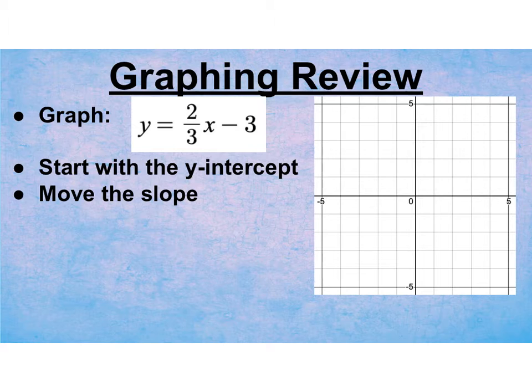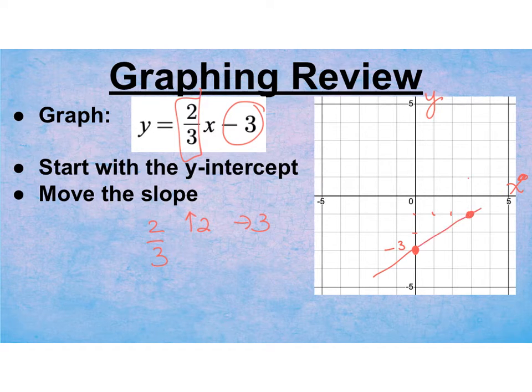So when we were to graph something like y equals 2/3 x minus 3, we want to start with that y-intercept. And remember, this is the x-axis and this is the y-axis. So if I'm going to -3, I'm right here at -3. I'm down on the y-axis. Then you want to move your slope. In this case, we have a slope of 2/3, which means I'm going to go up 2 to the right 3. So from my y-intercept, I'm going to go up 2 to the right 3, and put a point. I could go up 2 to the right 3 and put another point. Draw my line and put your arrowheads on to show that it goes on forever.